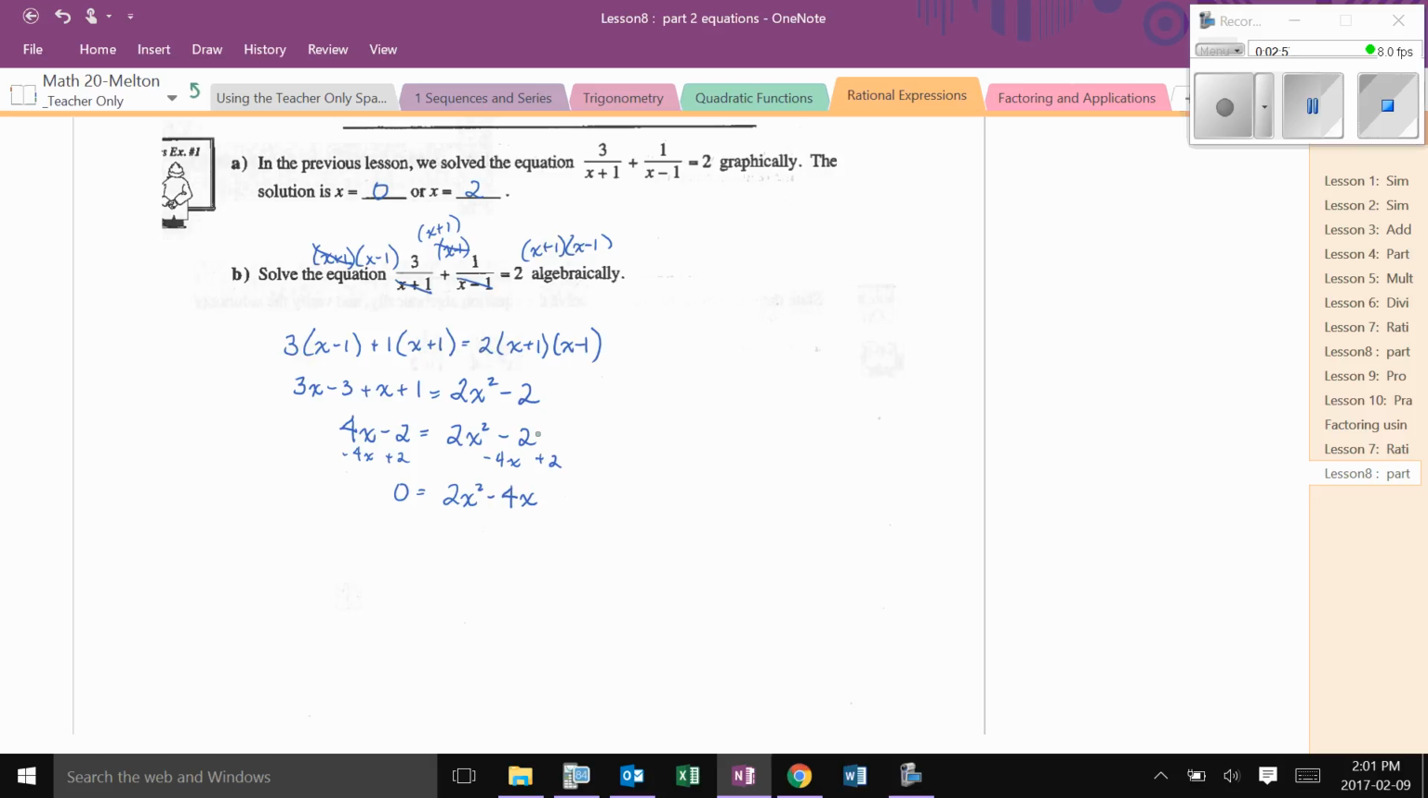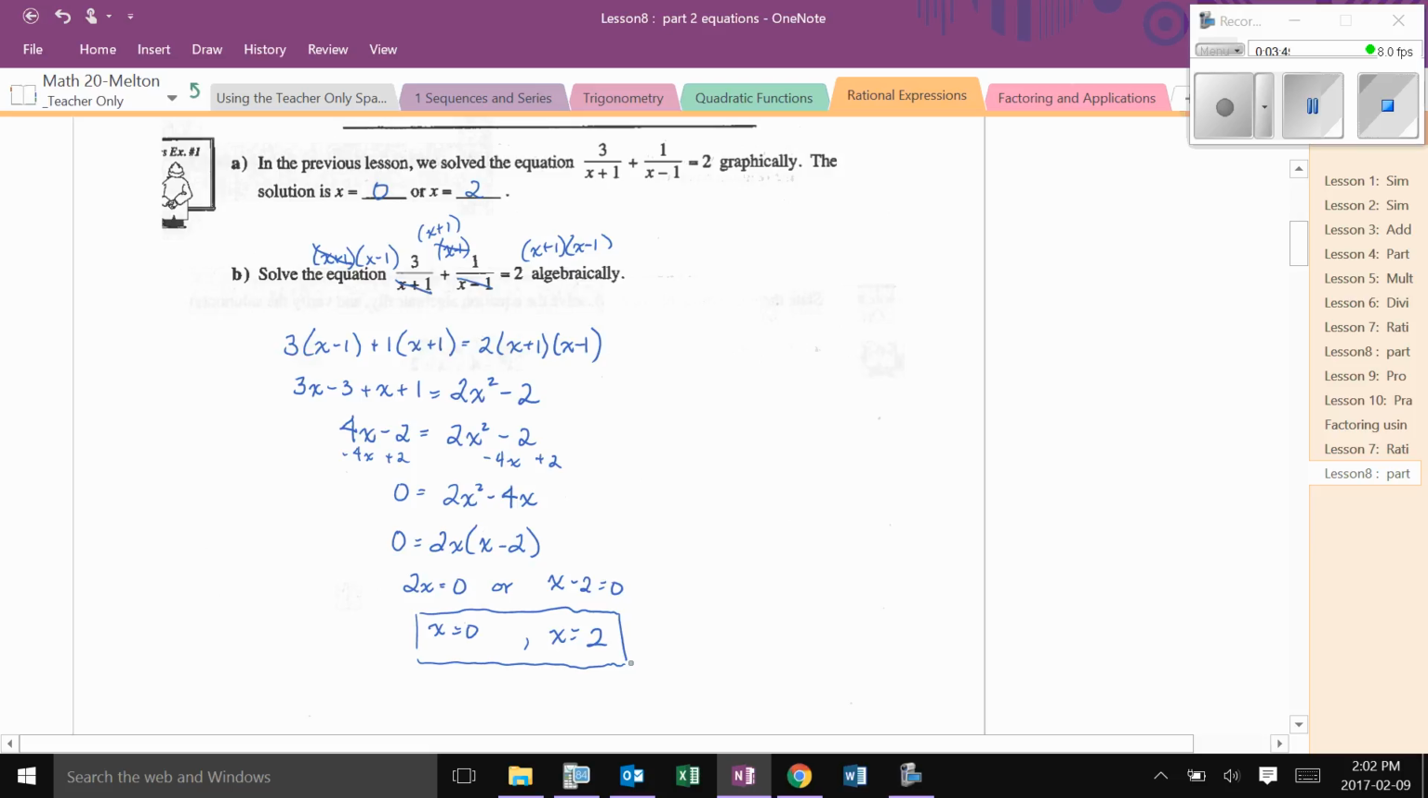To solve, we recognize that we can either factor, or complete the square and apply the square root principle, or use the quadratic formula if we need to solve algebraically. So those are our 3 options. Obviously factoring would be the quickest and most efficient way. This one factors nicely with a common factor of 2x, so we're left with x minus 2. That means either 2x is equal to 0, or x minus 2 is equal to 0. That tells us that x is equal to 0, or x is equal to 2. So that solution matches, of course, what we found graphically to be true.